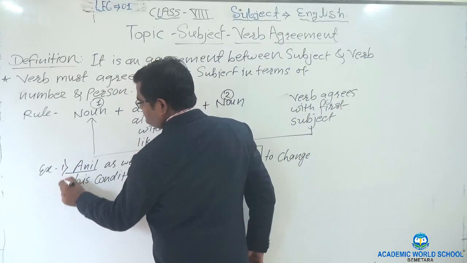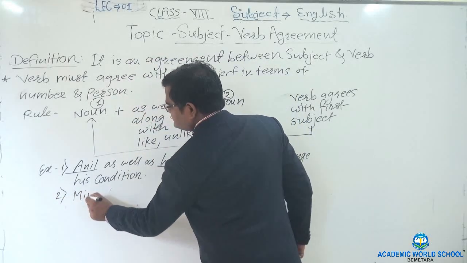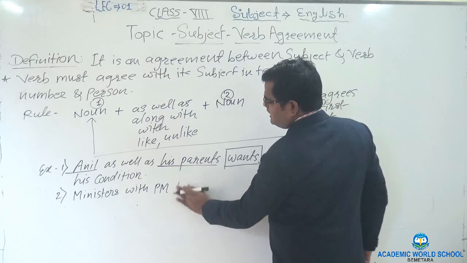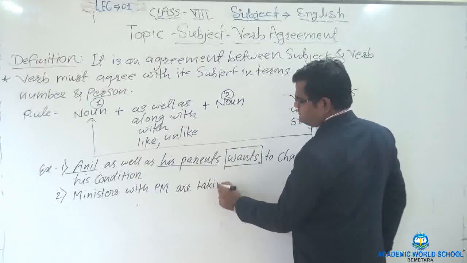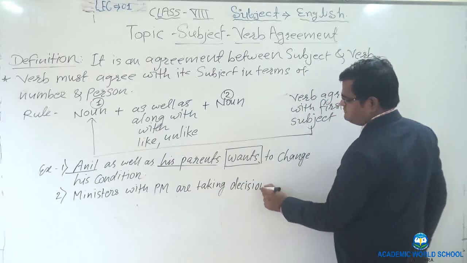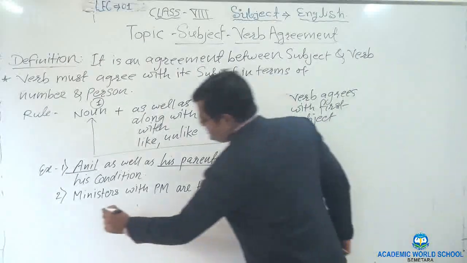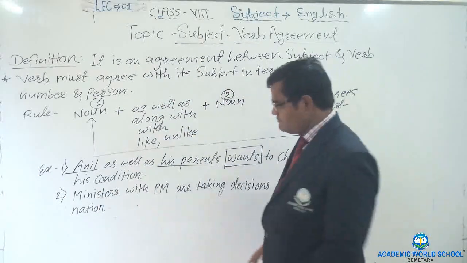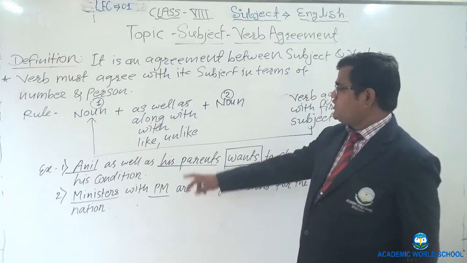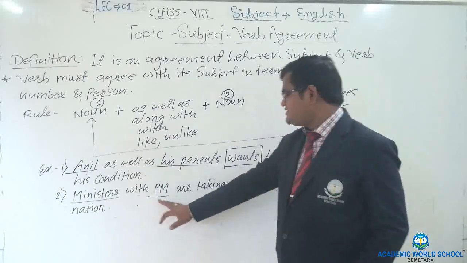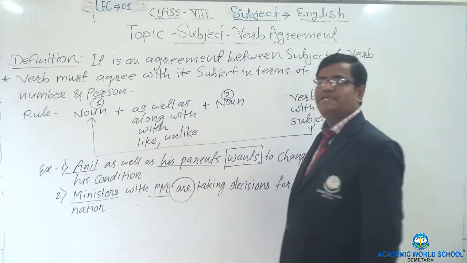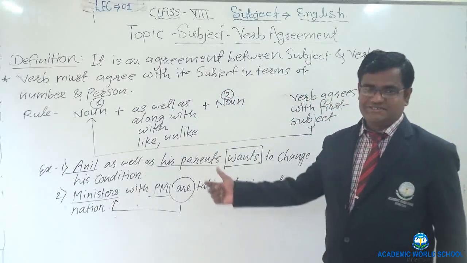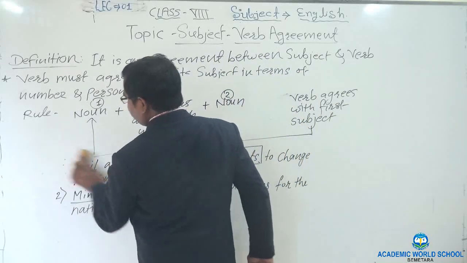Now let's see one more example. Ministers with PM are taking decisions for the nation. Now who is taking decisions for the nation? Are we talking about PM or ministers? We have two subjects here, joined with "with." Ministers with PM are taking decisions, and the verb used is "are." Why? Because it should agree with the first subject, and the first subject is ministers. So this is the third rule of subject verb agreement.